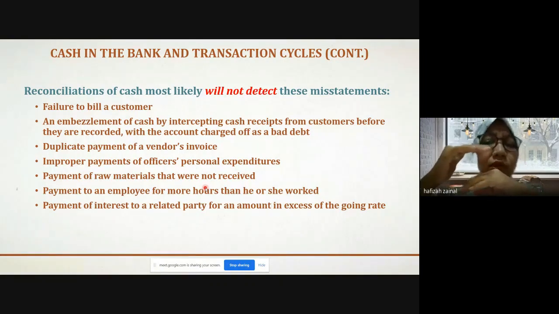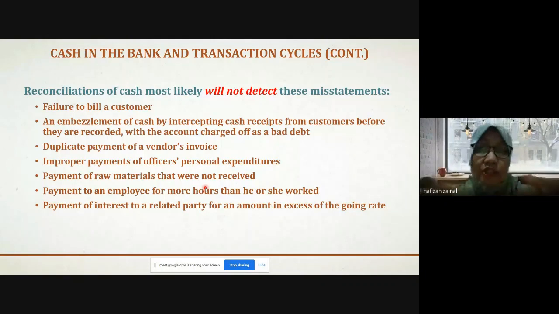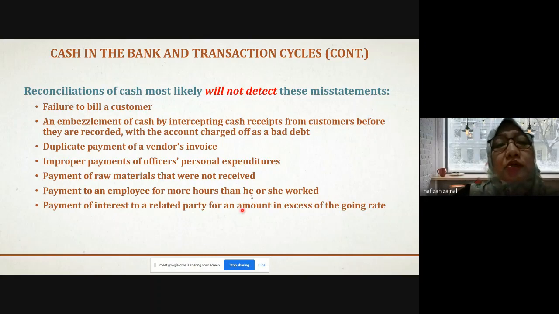we want to know the nature of the relationship. How are you related, how are you associated, are you a subsidiary, and so on. And then you also want to know for what purpose the payment is being made and whether it has actually been benchmarked against the market value and so on. So all these things will not be detected from doing the checking on the reconciliation.